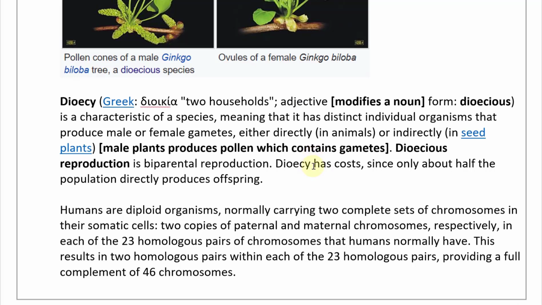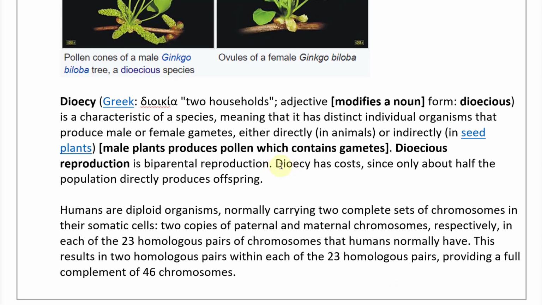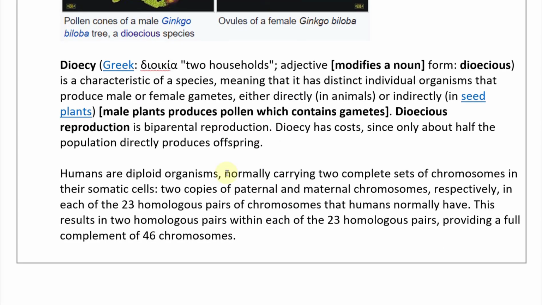Anyways, going further, dioecious reproduction is biparental reproduction, so it's two parents. Dioecy has a cost, since only about half the population directly produces offspring, and that is the female population. Compare this with bacteria or algae, which just automatically duplicate.